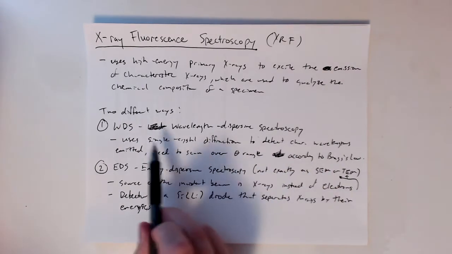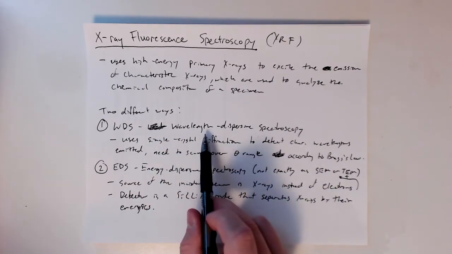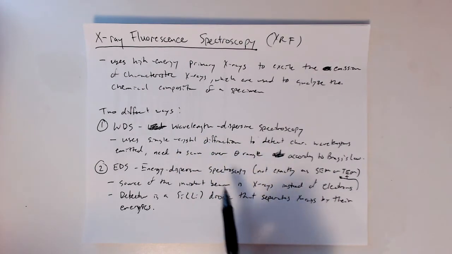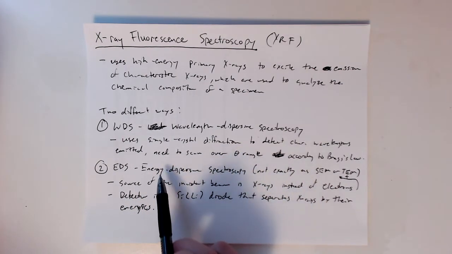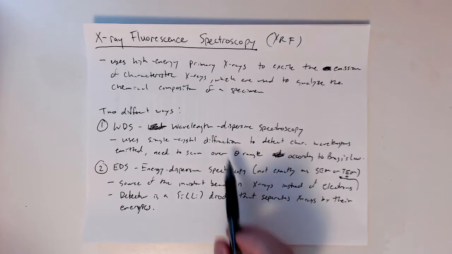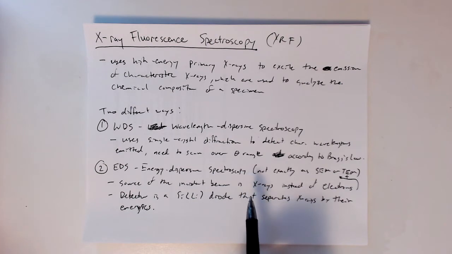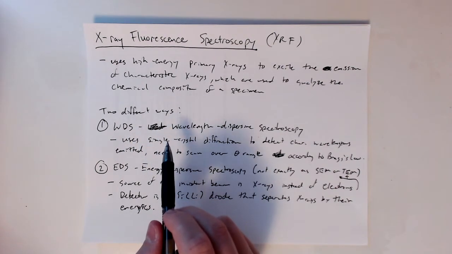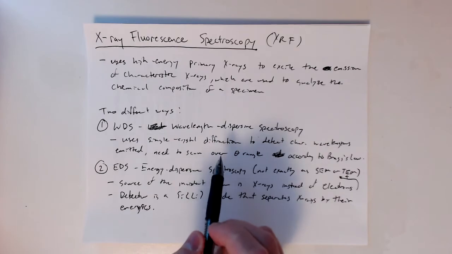So the main difference here is with WDS, we're looking at wavelengths. And to do that, we need diffraction, and basically single crystal diffraction. And that gives us wavelengths. Whereas here in energy dispersive, we're using energies to separate out what element is what. And so that is a different type of detector, different configuration. So both give you similar information, but they're using a different principle to do so. All right, so next we're going to go in more detail on this WDS, wavelength dispersive spectroscopy.